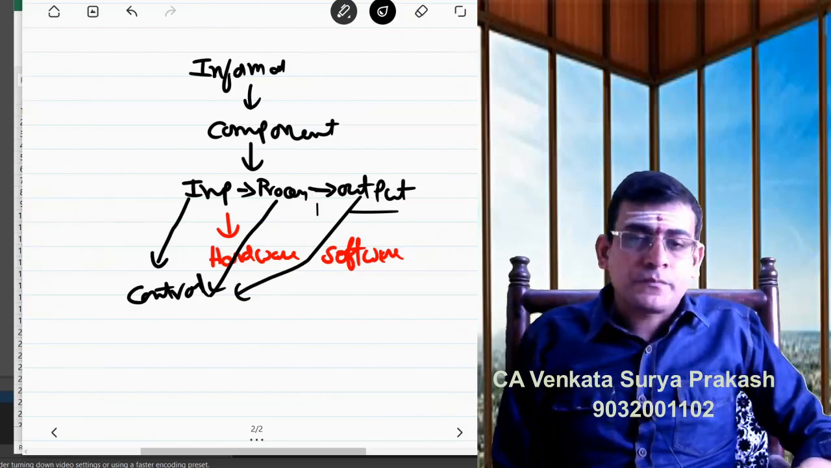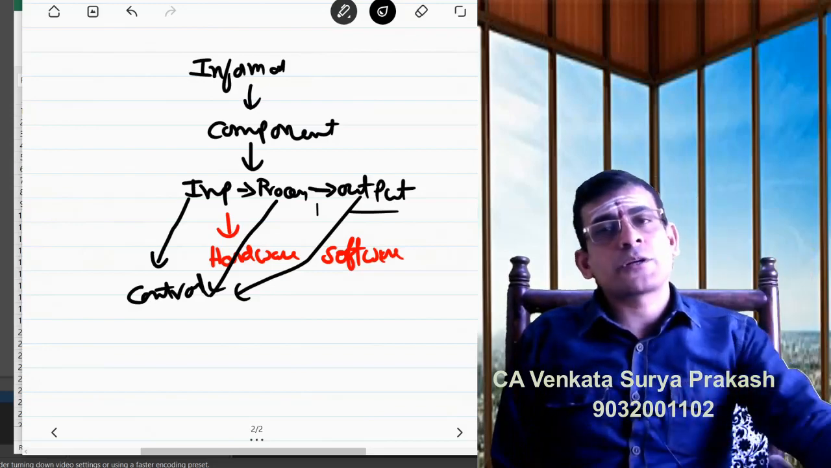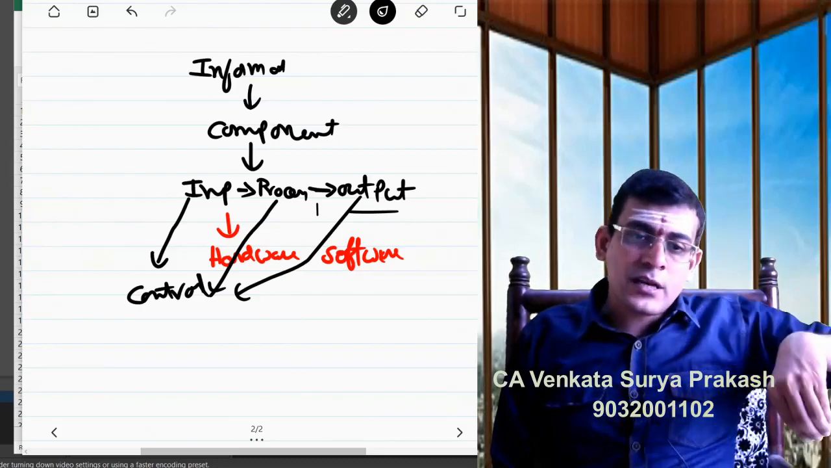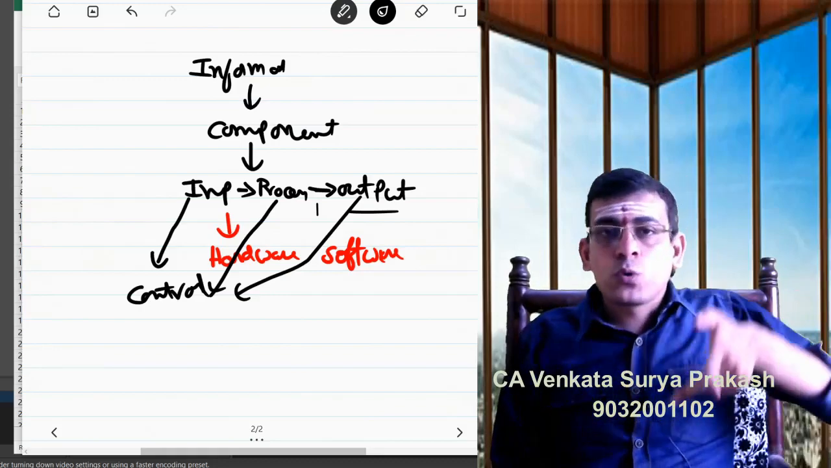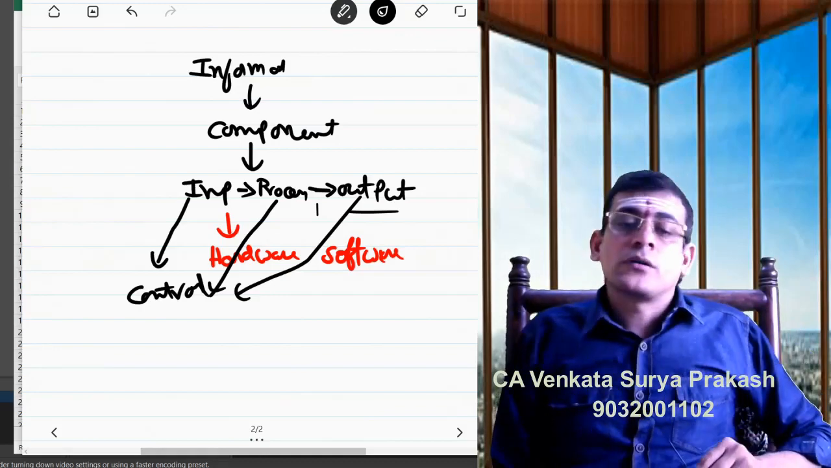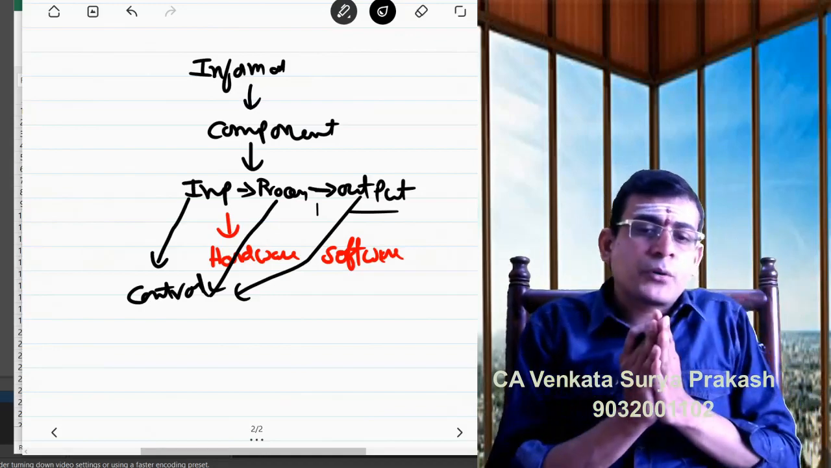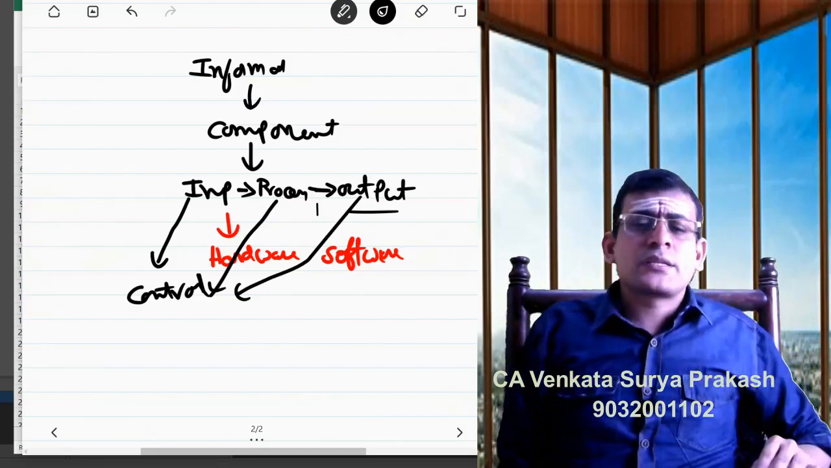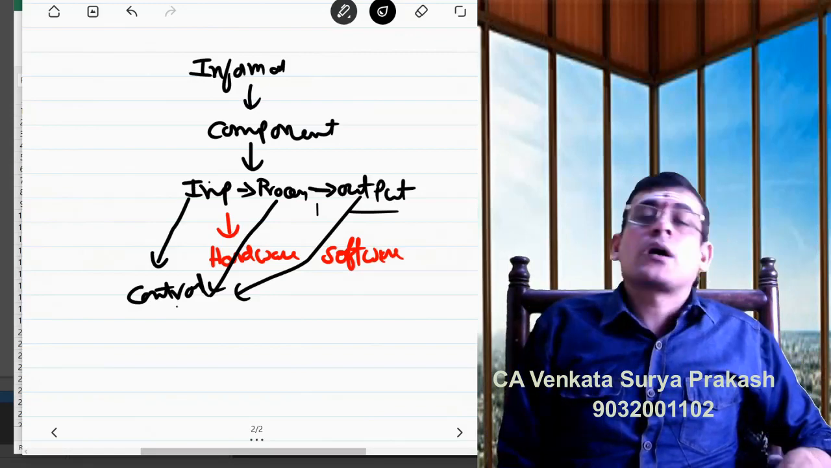Then I need to have a control. Who should input? Only the authorized person should input. Unauthorized person should not input. If an unauthorized person is allowed to do input, ultimately he will do something wrong. Thereby your processing is wrong. Thereby your output is wrong. So authorized person should input, and there should be a proper way to input. All these things are something called as our input control.